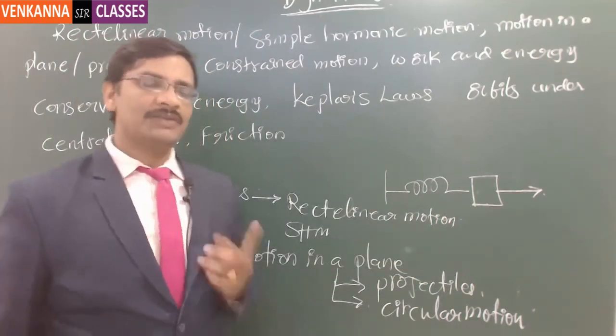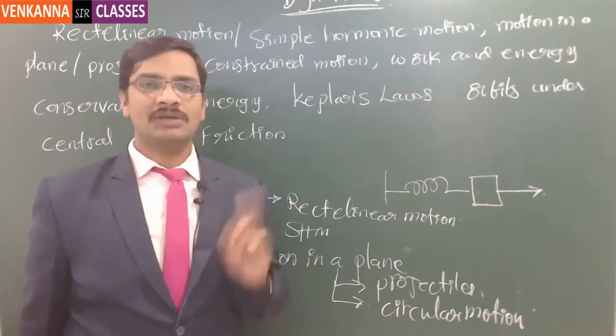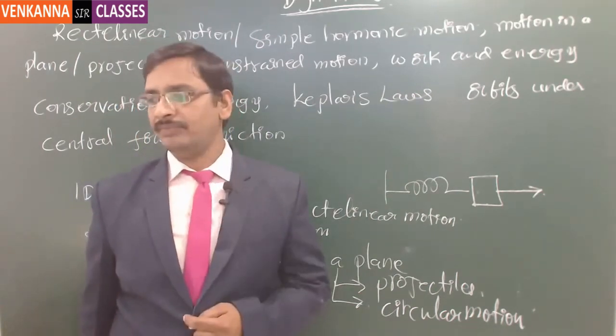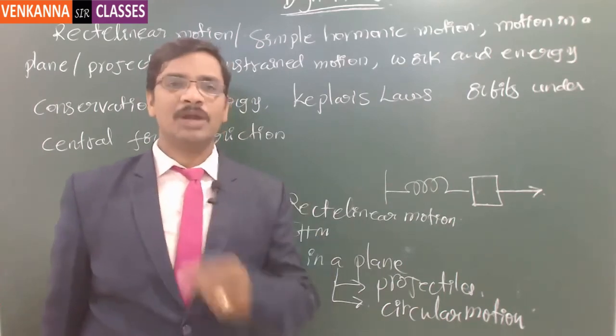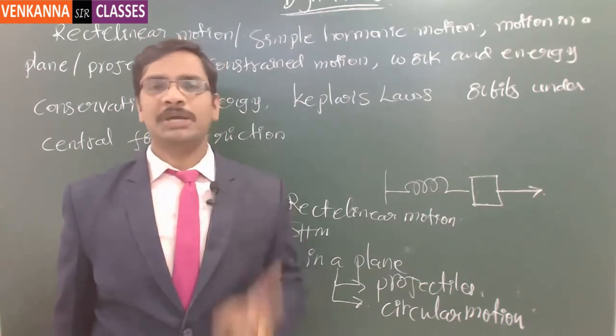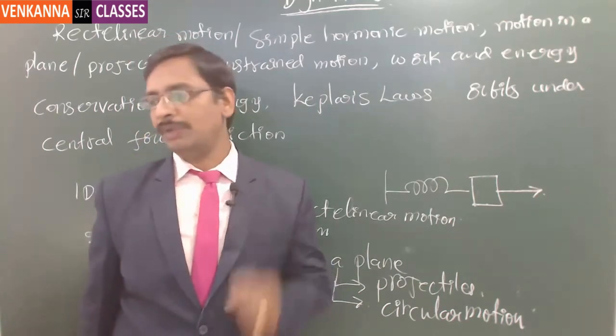So suppose Earth is traveling around the sun in an elliptical orbit, that is also a motion in a plane. A particle traveling in a parabolic path is also a motion in a plane. So any two-dimensional shape you can think of is a motion in a plane.